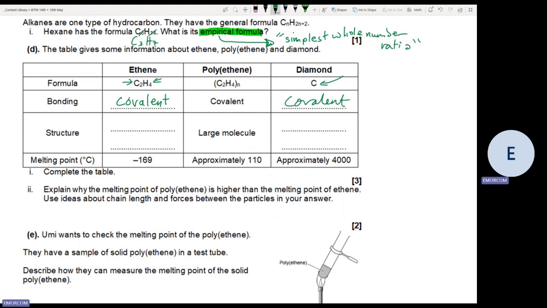Ethene, however, is molecular. So it's got this formula C2H4. So it's got a simple molecular structure. For polyethene, it says here it's a large molecule. Can you please annotate in there? It's got a polymer structure. And for diamond, we should know that diamond is giant covalent.